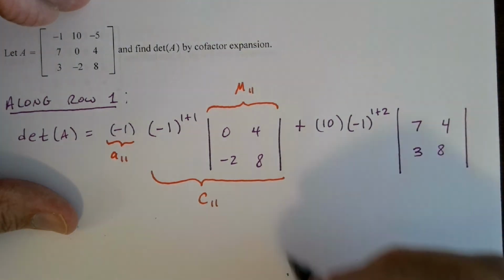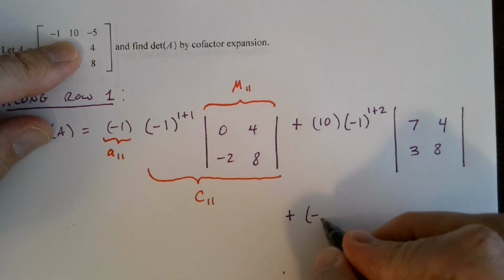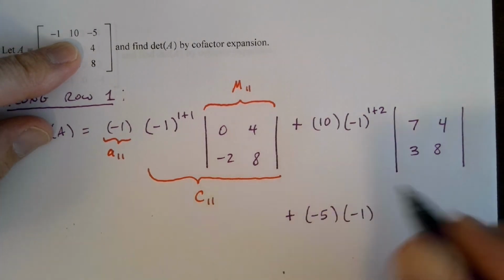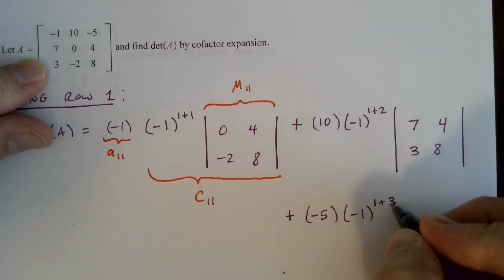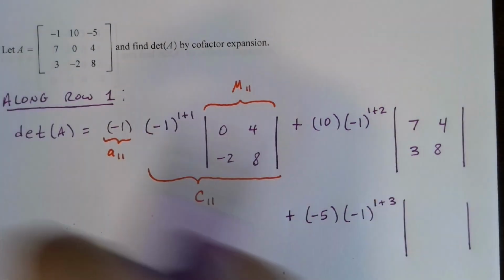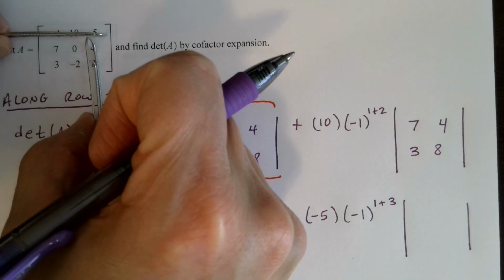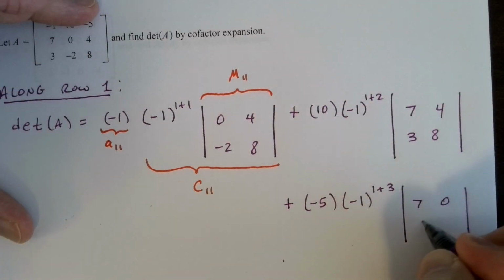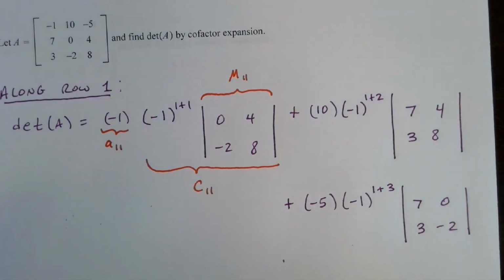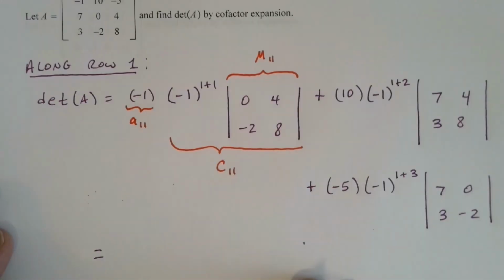All right. And then last but not least, we add the last entry, which is negative 5, times its cofactor, which will be negative 1. Now we're in the first row, third column, so i is 1 and j is 3, times its minor. We're going to remove that row and column, and we're left with 7, 0, 3, negative 2. Okay, so there's the setup. Hopefully everyone understands that. And now we just crunch it out. We're just a number cruncher, so to speak.